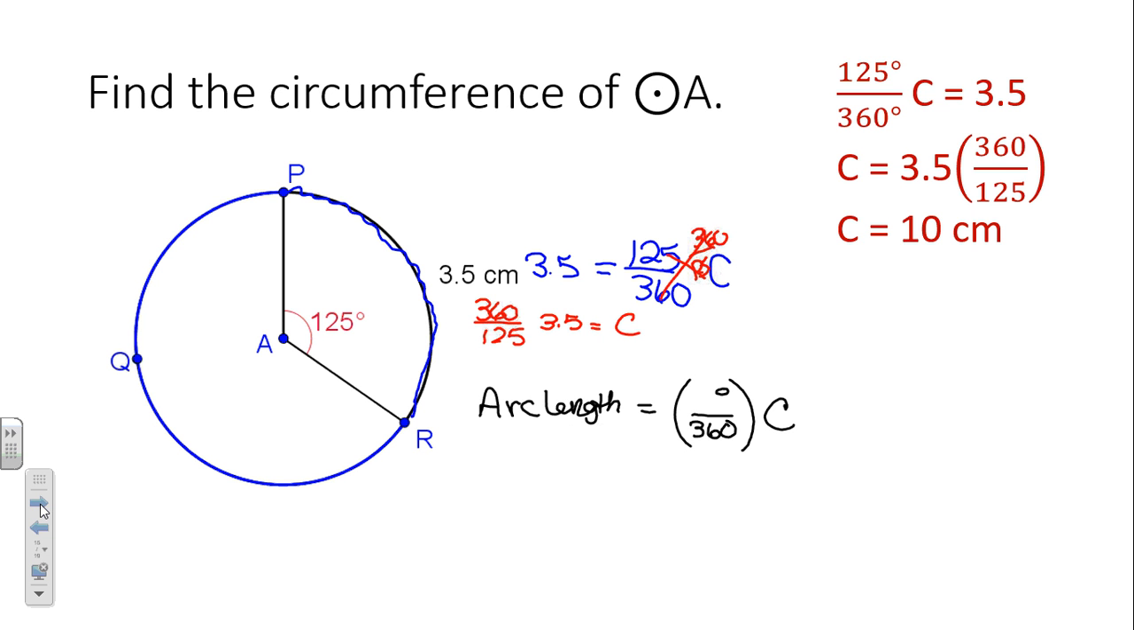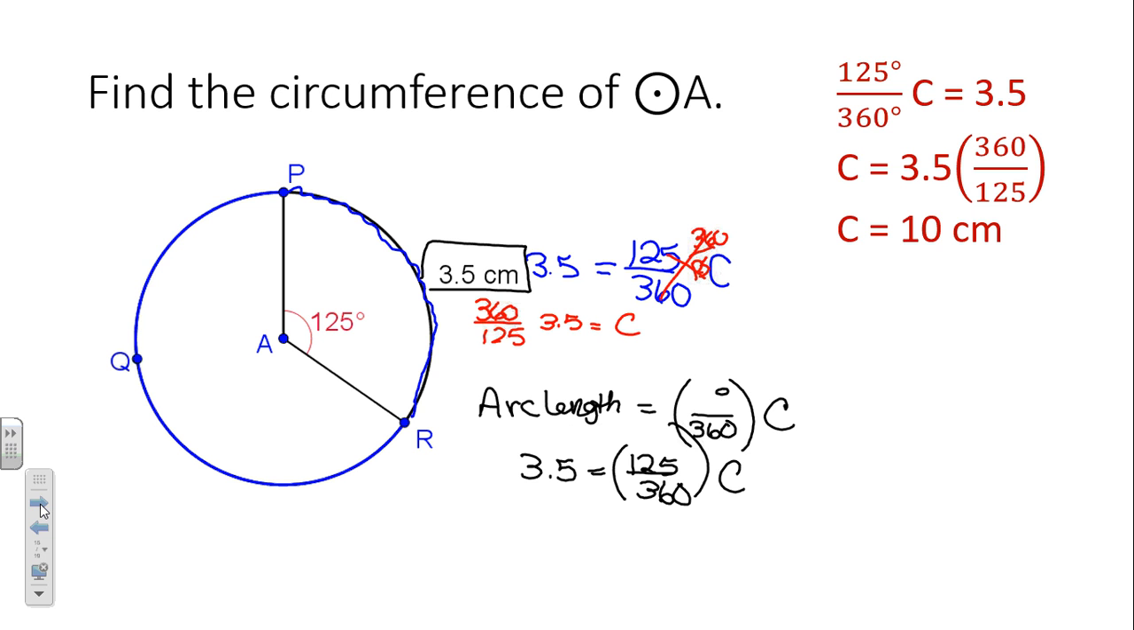Okay, and so we're working in degrees now. So when we know the arc length, when the 3.5 is given, they told us this piece right here is 3.5, then we can use the portion of the circle that we have to figure out what the circumference was originally. Okay? So we can take the 125 out of 360 and try to figure out what C is. Does that make more sense?